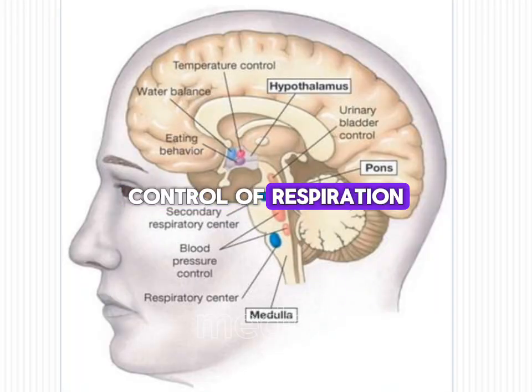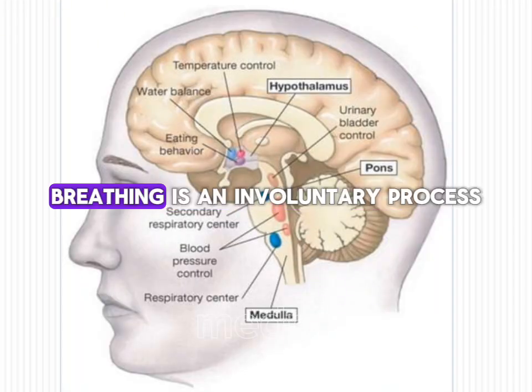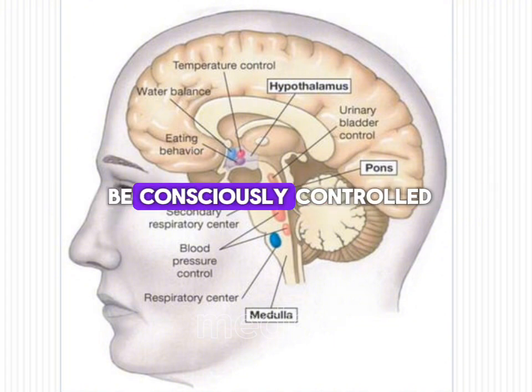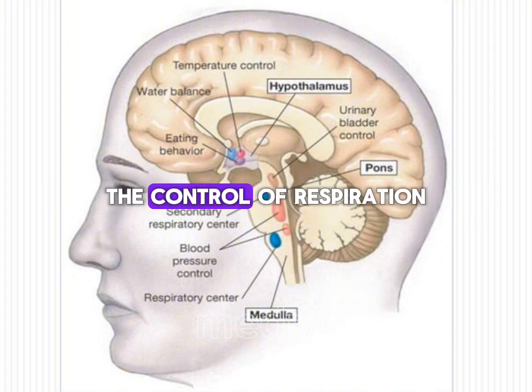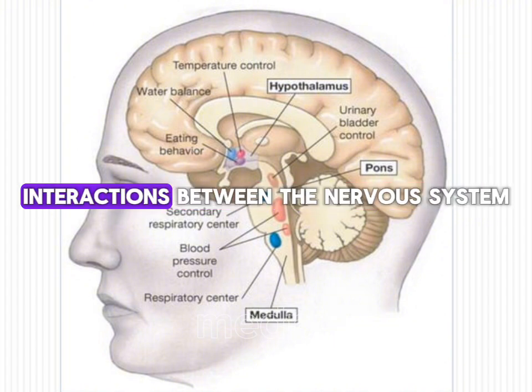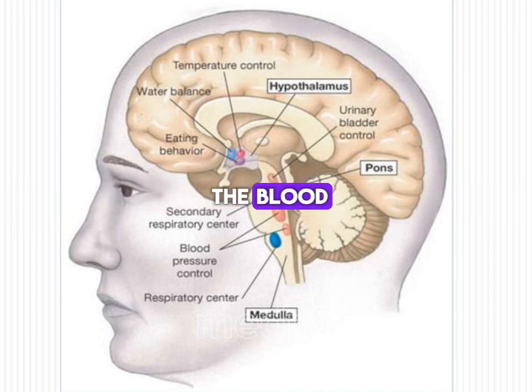Control of respiration. Breathing is an involuntary process, but it can also be consciously controlled. The control of respiration involves complex interactions between the nervous system and chemical signals in the blood.